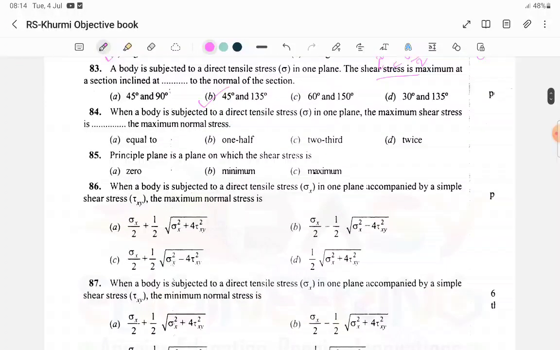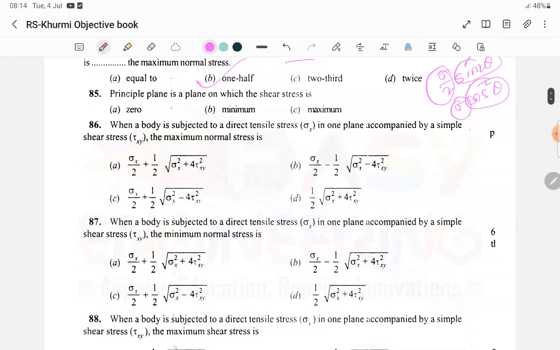84. When a body is subjected to direct tensile stress sigma in one plane, the maximum shear stress is dash the maximum normal stress. Maximum shear stress is sigma by 2 into sine 2 theta, and the maximum normal stress is sigma into cos square theta. When maximum, the trigonometric values will be 1. So the maximum shear stress is half of the maximum normal stress, because this is sigma by 2 and this is sigma. So 84 is B, one half.